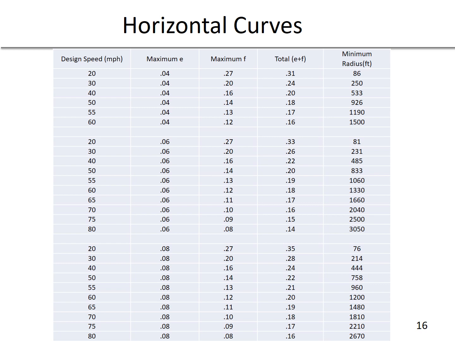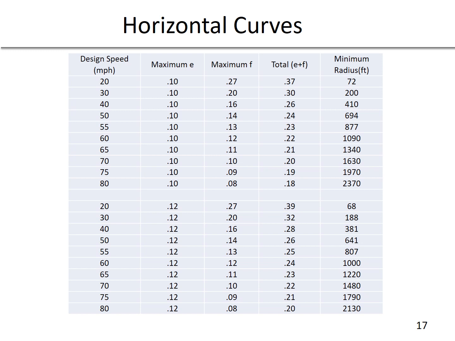So these are for maximum superelevation rates between 4 and 8%. We also have values between 10 and 12%, and there are additional tables in the Green Book providing more details as you adjust down from that maximum superelevation rate.